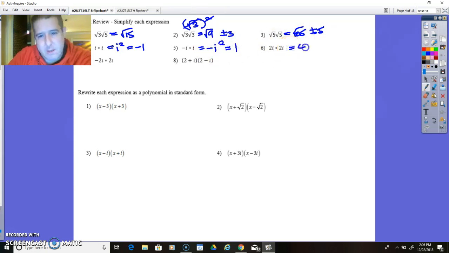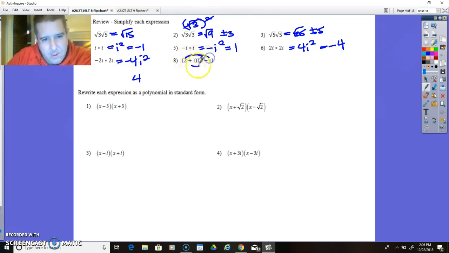2i times 2i is 4i squared, and that's negative 4 because i squared is negative 1. Multiply. Negative 2i times 2i is negative 4i squared, so that changes to positive 4. i squared changes this to positive 4.